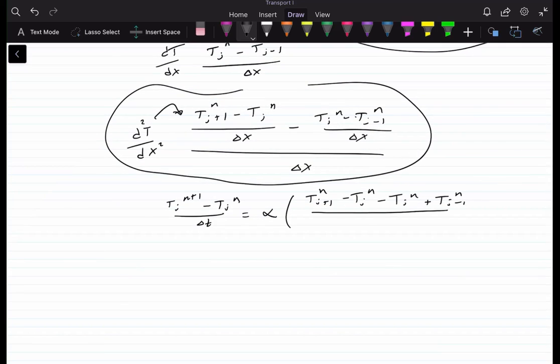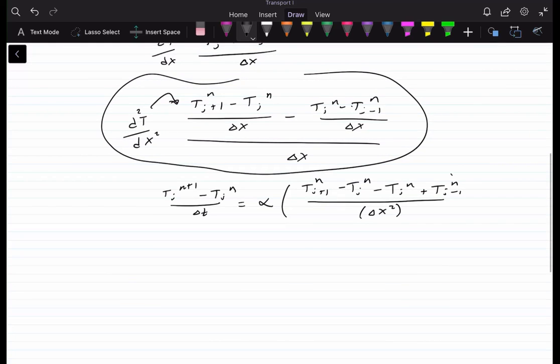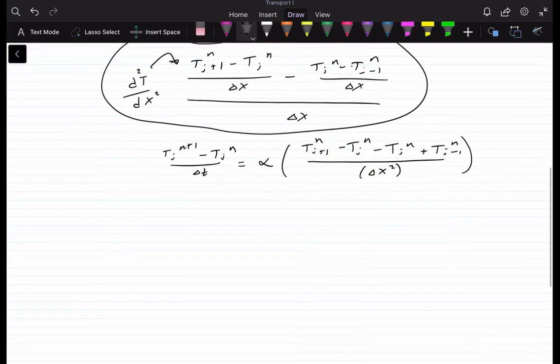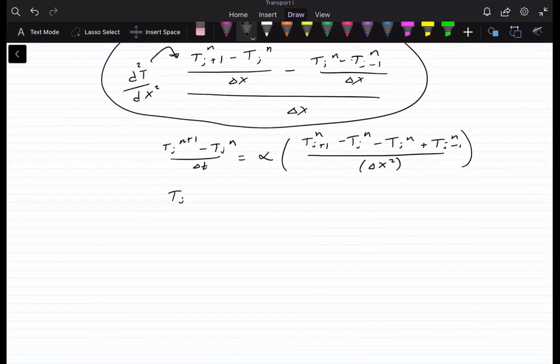And this is all going to be over delta x squared. And now we can just continue with our algebra, rearranging things, adding things, combining like terms. And then you're going to end up with Tj plus 1 to the n minus 2 Tj n plus Tj minus 1 n.